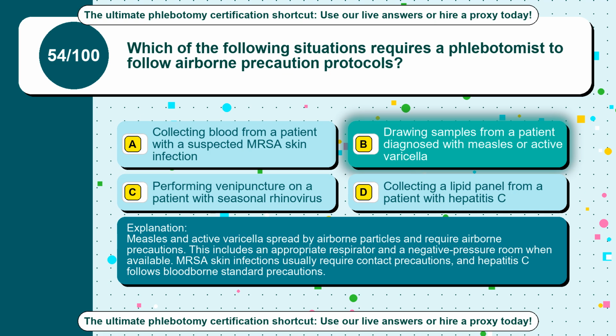This includes an appropriate respirator and a negative pressure room when available. MRSA skin infections usually require contact precautions, and hepatitis C follows blood-borne standard precautions.